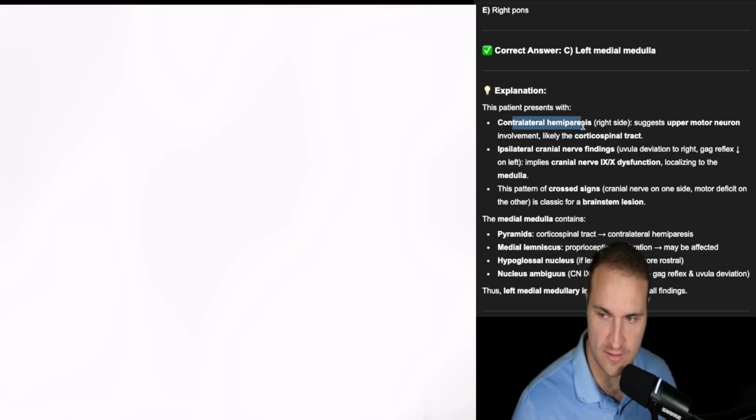So there's contralateral hemiparesis, the right side. That's just upper motor neuron involvement and the corticospinal tract. Ipsilateral cranial nerve finding.